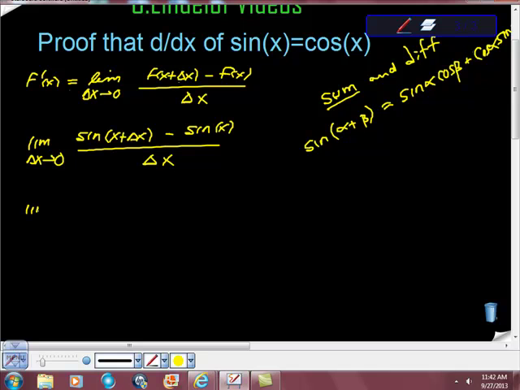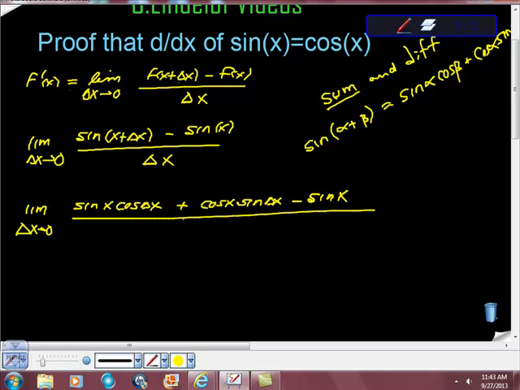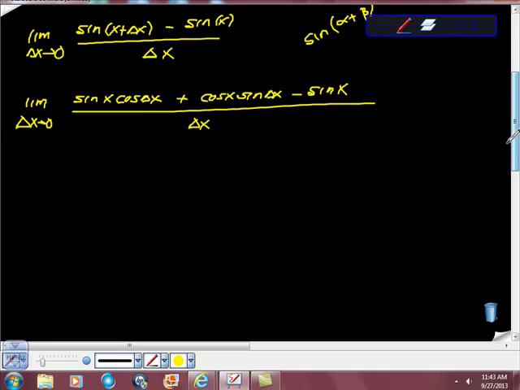So I'm going to start with the limit process again. Limit as the change in x goes to 0. Instead of writing this, I'm going to use this sum and difference rule. So that's going to end up being sine x cosine change in x plus cosine x sine change in x, and then remember we have this minus f of x. Well, my f of x is sine x, so minus sine x all over change in x. It looks awful, and I apologize, but it's cool. We're going to be fine.